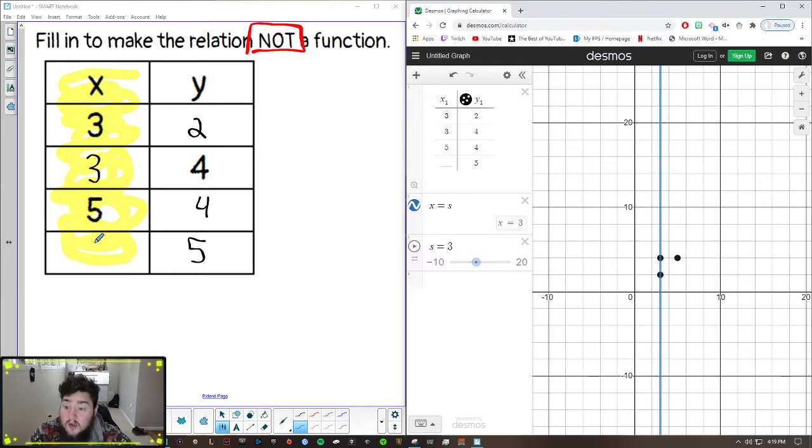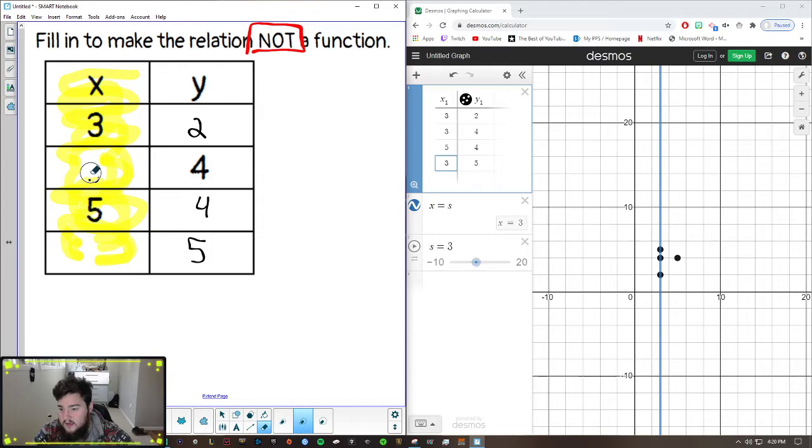Well, let's say we really want it to not be a function. I'll put another 3 in the x column. Now look, my vertical line hits 3 times. So we failed the vertical line test. What are some other numbers we could have put in here? Pause the video, think about it.